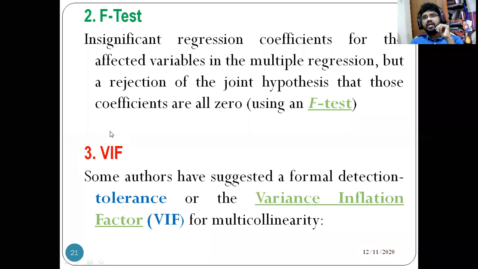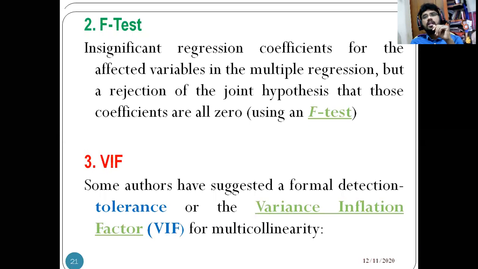Then this is very important: observe the VIF. VIF, as I told you, is the variance inflation factor. Some of the authors suggested the formula for detection, tolerance or variance inflation factor, for multicollinearity. How can we find the multicollinearity problem? By using VIF values. The software will give the VIF value, but we need to understand how we can calculate the VIF also. I will show you.